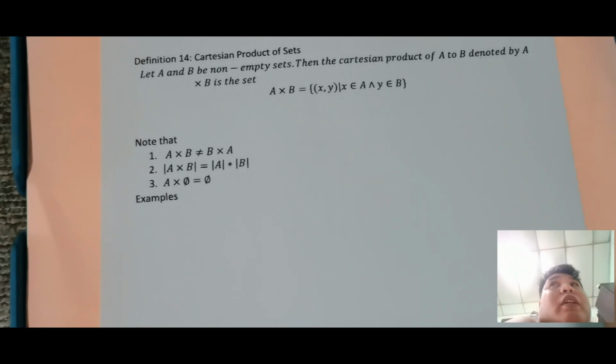Ano ba ibig sabihin ni A cross B? Si A cross B is the Cartesian product from A to B. Tanda mo yung word na A to B. Si B cross A is the Cartesian product from B to A. Note na magkaibang magkaiba yun.